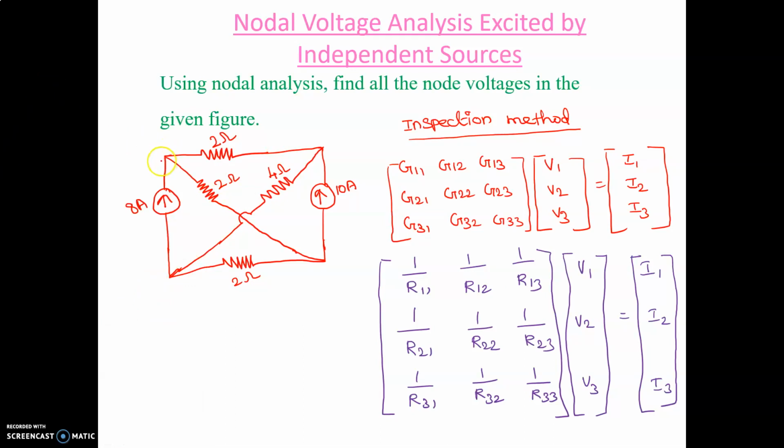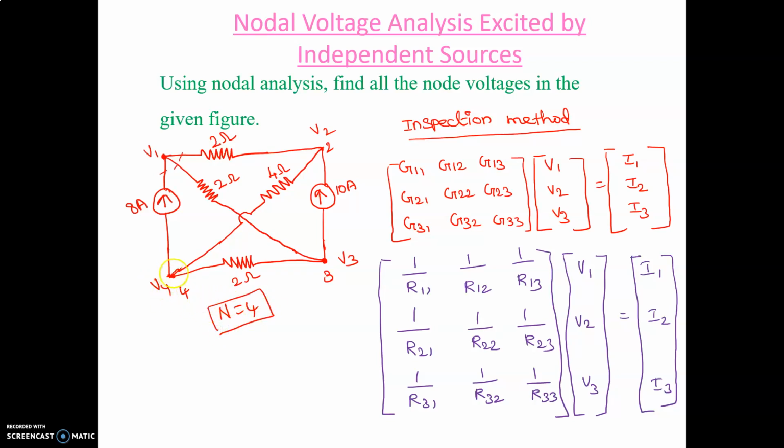For this circuit, first we have to identify the number of nodes. What is a node? A node is the meeting point of 3 or more branches. Here 3 or more branches are connected. This is considered as the first node, the potential is V1. This is our second node, the potential of the second node is V2. This is our third node, the potential is V3. Fourth node, the potential is V4. So n is equal to 4, the number of nodes is equal to 4.